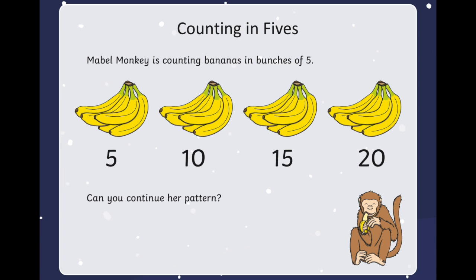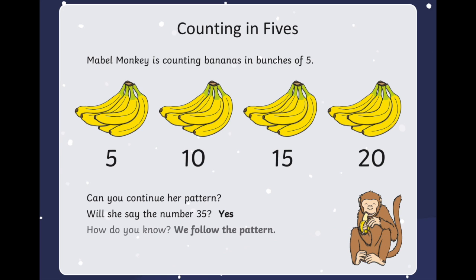Can you continue her pattern? If we had 5 more bananas, how many bananas would we have? If we continue the pattern, will Mabel Monkey say the number 35? What do you think? If we keep counting in fives from 20, will Mabel Monkey reach the number 35? Yes, she will. Well done, everyone. How do we know that? Because we follow the pattern.